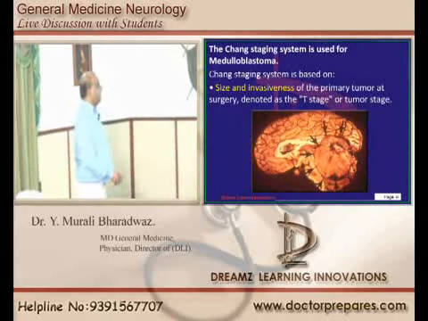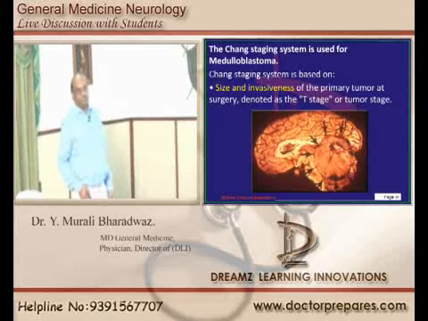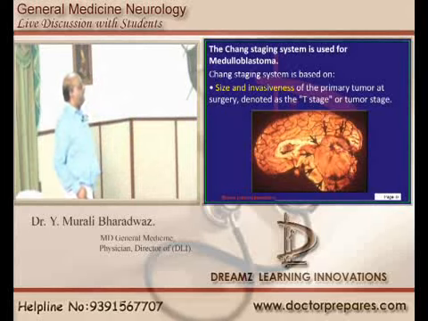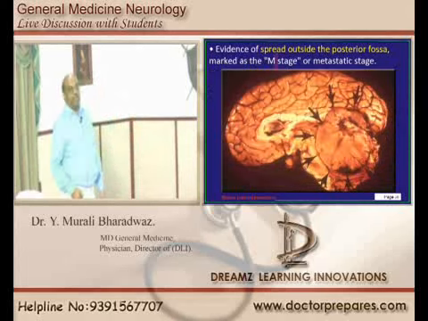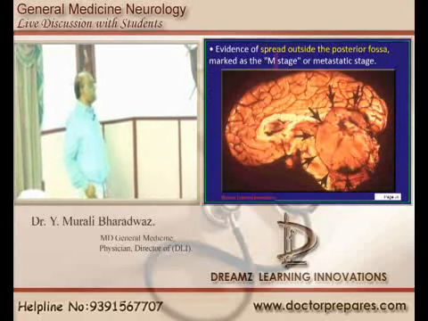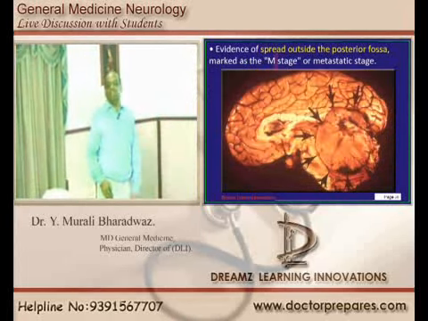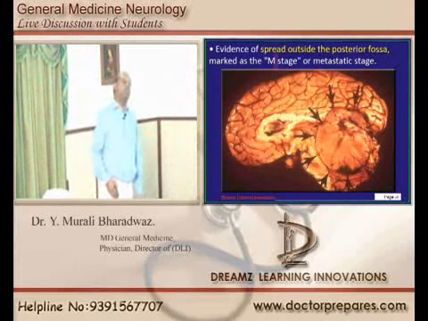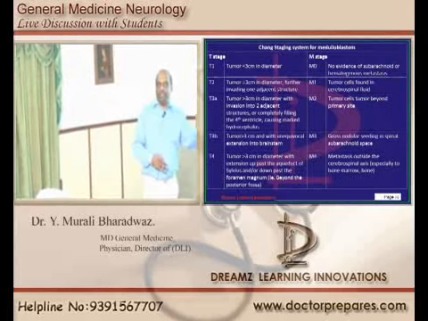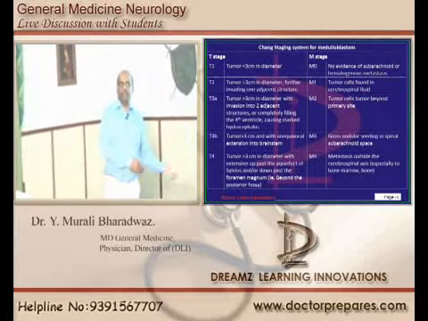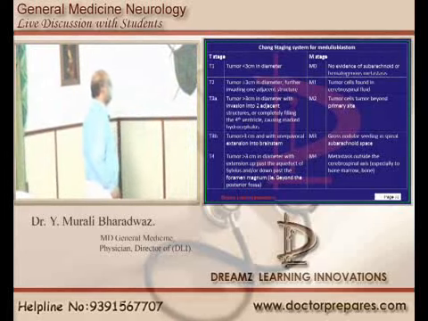Where do you have it? You have it in medulloblastoma. Use this. It is the size and invasiveness of the primary tumor, and once it goes beyond the posterior fossa, you call it M stage or metastatic stage. But don't remember all this. This is not required. Just if you know Chang and medulloblastoma, that is very good. You remember, who likes Jackie Chan movies? Children. Children will have medulloblastoma, whichever.